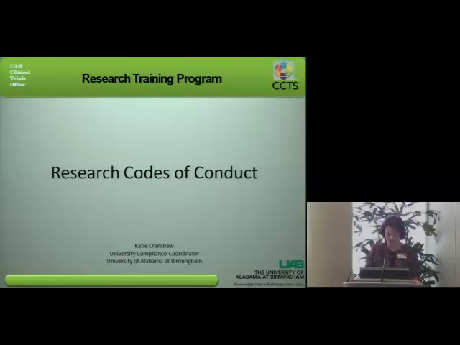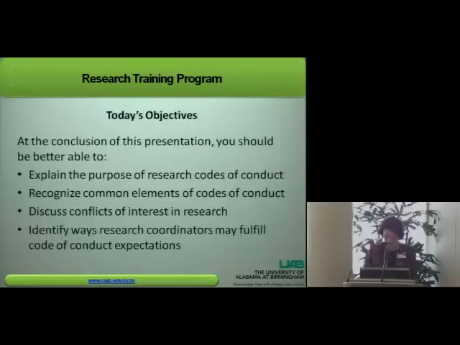Over the next 30 minutes or so, I will be discussing research codes of conduct. At the conclusion of this presentation, you should be better able to explain the purpose of research codes of conduct, recognize common elements of codes of conduct, discuss in a little more depth conflicts of interest in research, and identify ways that research coordinators can help support code of conduct expectations.